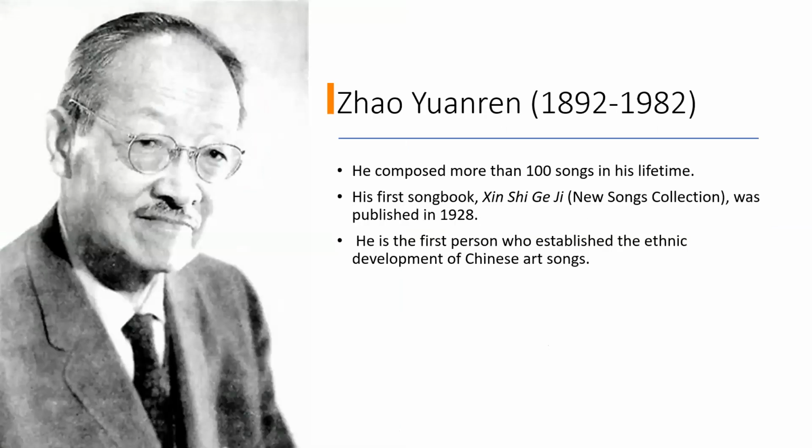The most influential composer among them was Zhao Yuanren. He was the first person who established the ethnic development of Chinese art songs. He composed more than 100 songs in his lifetime. His first songbook, 新诗歌集, New Songs Collection, was published in 1928. We're going to talk more about him later.